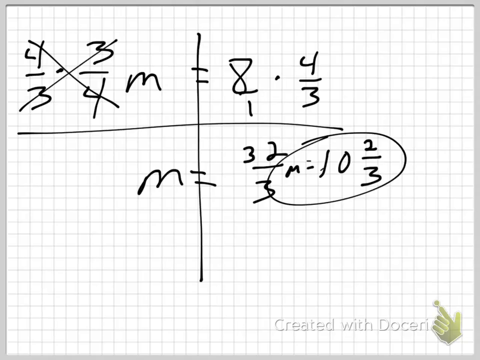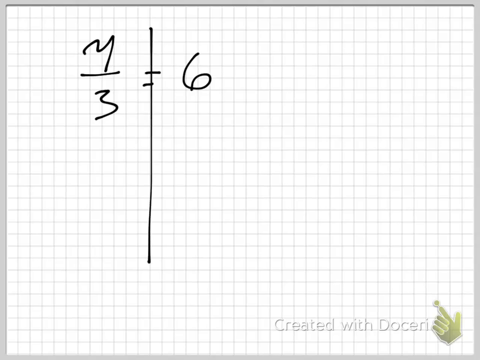Okay. Another one. Another way, sometimes they give you questions like this. They'll go y over 3 equals 6. Let's go through the steps. First thing, line down the equal sign. Next step, is the variable happy? Is he? No. What's happening to the variable? He's being divided by 3. He really is being divided by 3. Do you agree with that? What's the opposite of divide by 3?